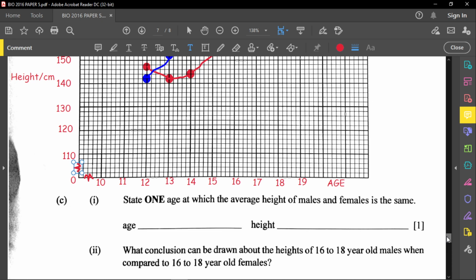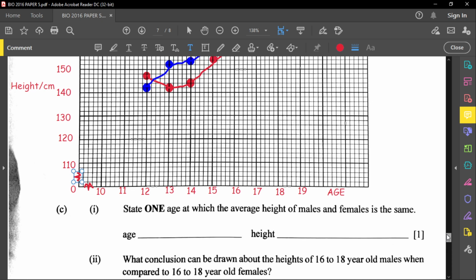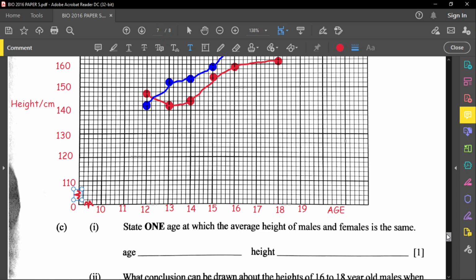All right, so the first question now asks: state one age at which the average height of males and females is the same. So if we go back to your graph right here, looking at where the lines actually meet, the lines meet right here. Let me put a highlight right here.